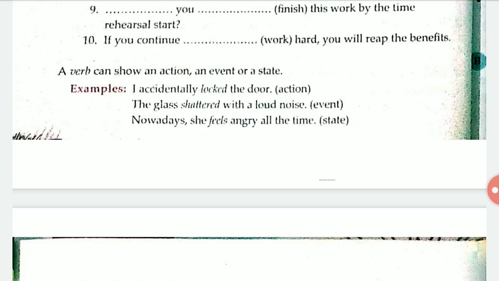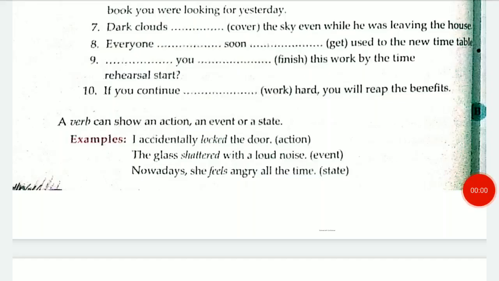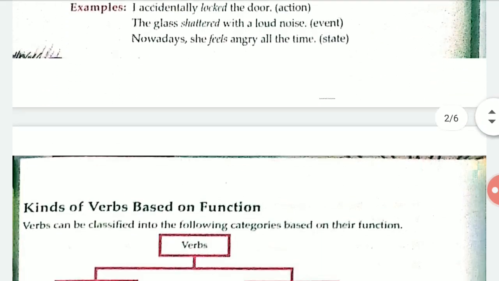So a verb can show an action, an event, and a state. An event is an occurrence, something that happens or what is happening. A state is a condition, a set of circumstances, meaning a particular incident. It tells about the particular incident at a given time. Okay, so a verb shows an action, an event, or a state.